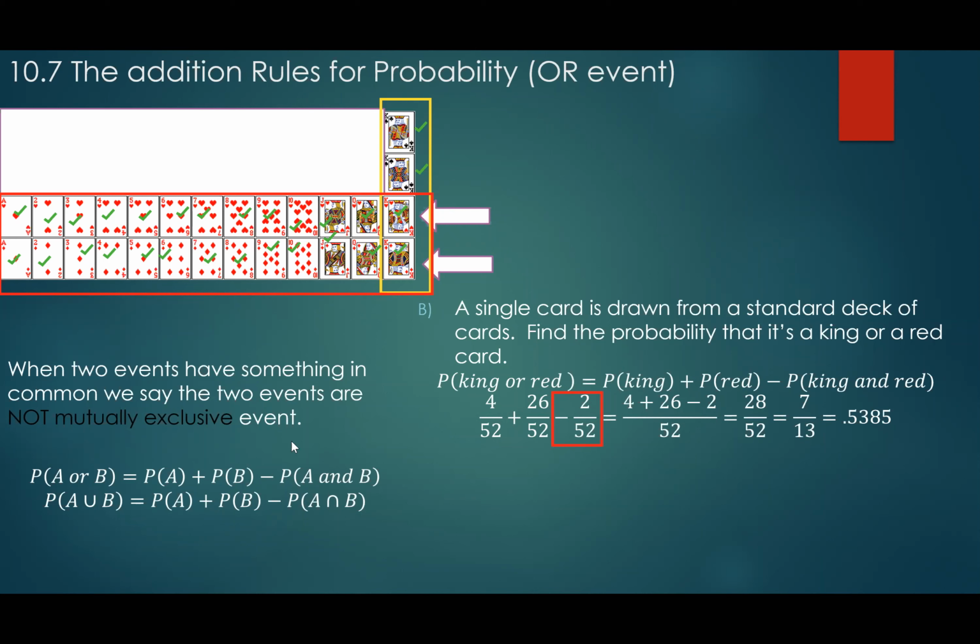But if you go by the formula, the reason why the formula works is because we double count the kings. Because they are an intersection, we need to subtract them out, since we double count the 2 red kings. We double count them, that's why you subtract one of them out. Okay.